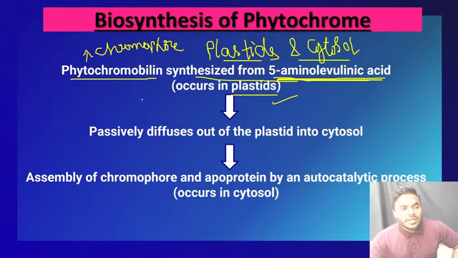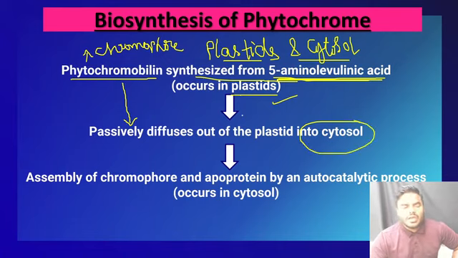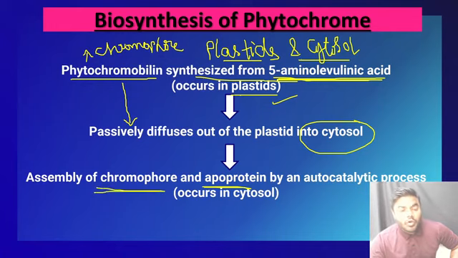Now, the chromophore that got synthesized, moving from where to where? That chromophore, that is phytochromobilin, from the plastids, entered into the cytosol. What is the reason it entered into the cytosol? Because in the cytosol only the apoprotein is present. That's the reason. Assembly of the chromophore and the apoprotein happens by an autocatalytic process.